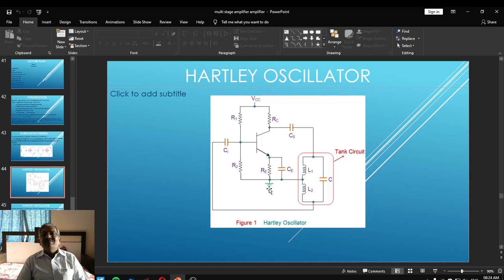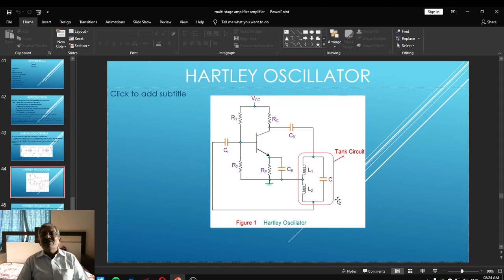Along with that, this circuit contains the capacitor C1, which is used to couple the feedback signal voltage from the tank circuit to the input of the transistor. Friends, this is the feedback path from tank circuit to that of base. Capacitor C2 or CO is the output capacitor that is used to couple the tank circuit to the amplifier circuitry.